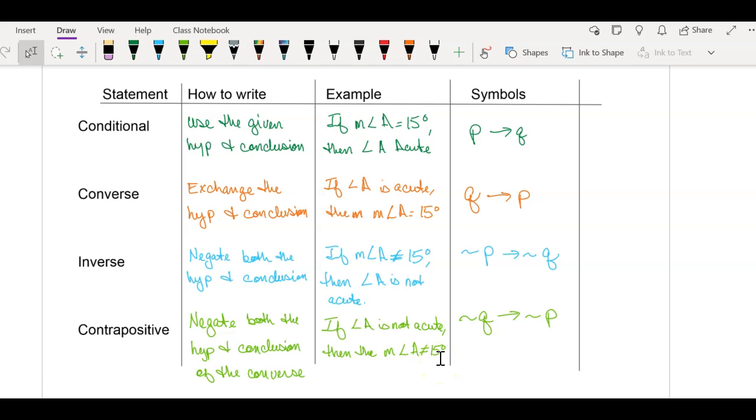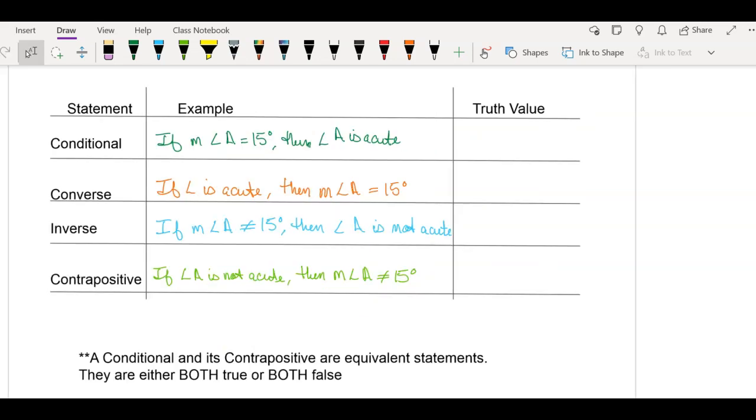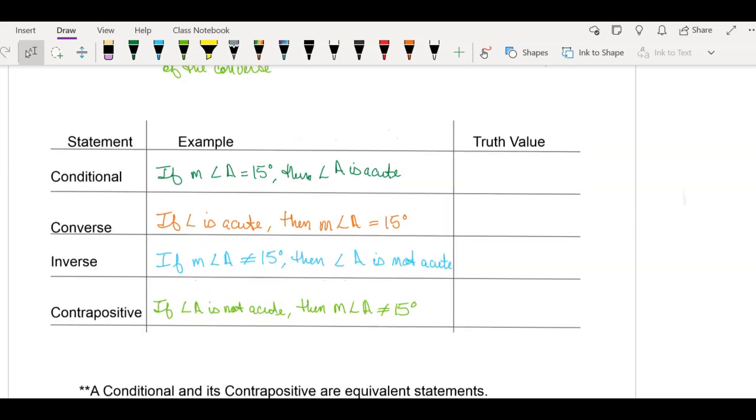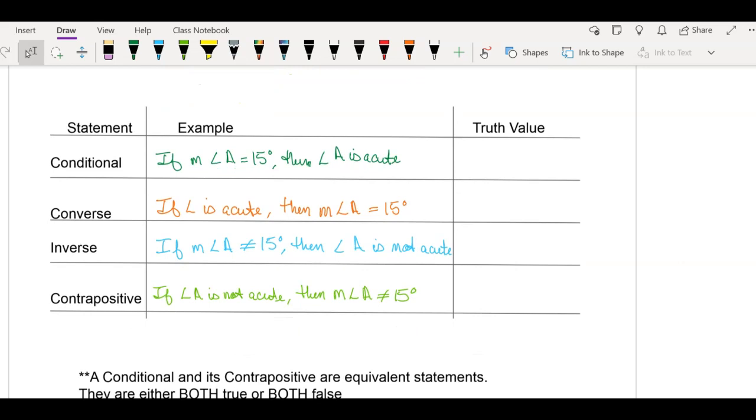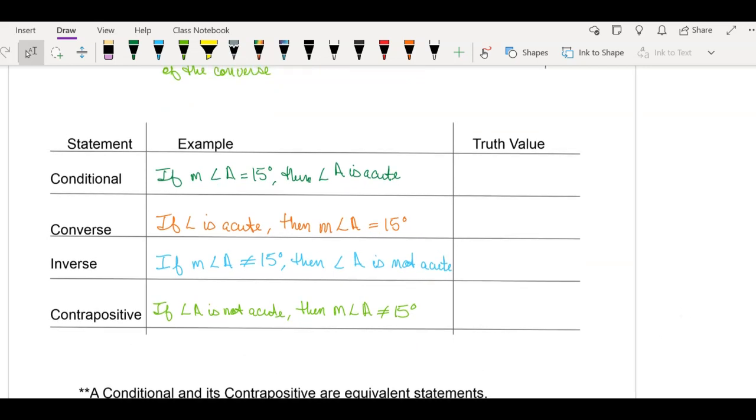So one thing that's really important to remember is every conditional has three related conditional statements: the converse, the inverse, and the contrapositive. Now let's take a look at those same four statements that we just made. I've put them down into this chart, and we're going to evaluate their truth value. If the measure of angle A is equal to 15 degrees, then angle A is acute. This one is true.